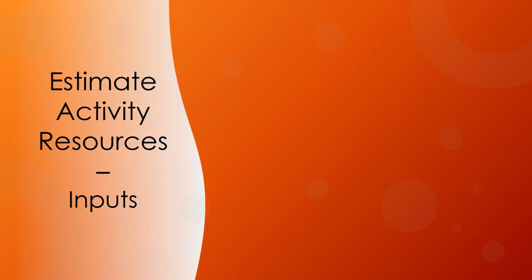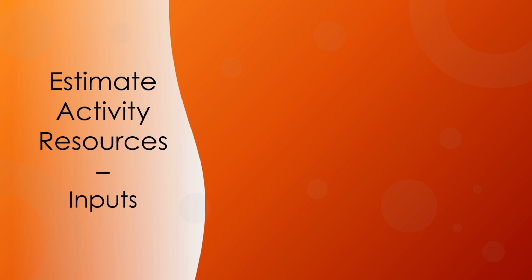Estimate activity resources is the process of estimating team resources and the type and quantities of materials, equipment, and supplies necessary to perform project work. The key benefit of this process is that it identifies the type, quantity, and characteristics of resources required to complete the project. This process is performed periodically throughout the project as needed.